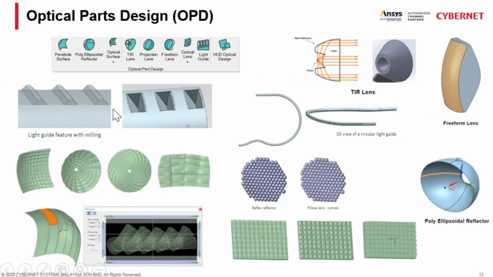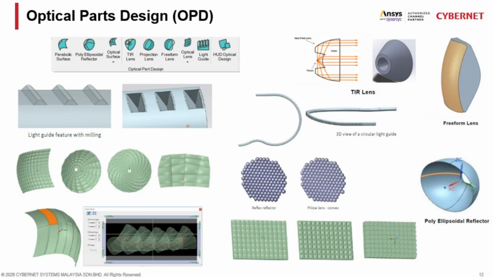So the next one will be the optical part design. This optical part design is the tool for the user to more easily build their lenses, mirrors, or reflectors. As you can see on the left, the three parts will be the parabolic surface, the polyellipsoidal reflector, and also the optical surface. All these three will be the surfaces to make the mirror using the simulator. We just need to key in the parameters for the size, dimension, and also the curvature. After we run the simulator, it will directly generate all these surfaces.